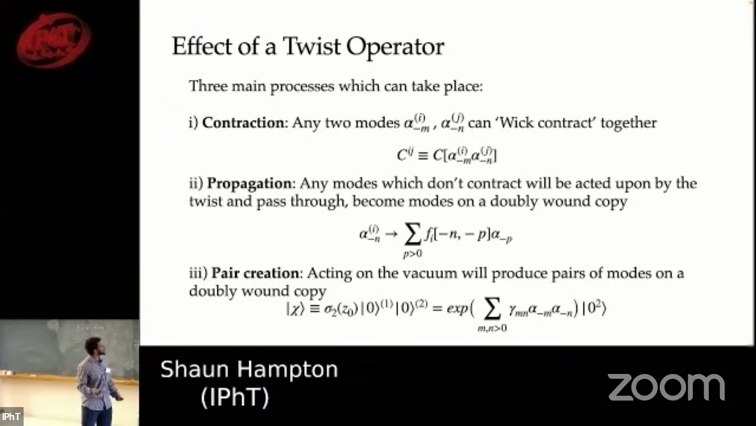Then you have the propagation. Propagation is when you have a single mode in the initial state, and the twist is going to produce an expansion of bosonic modes in the final state, weighted by this function f of i, which tells you the probability that that mode will be populated in the final state. A third type of effect is when you act on the vacuum, you produce pairs of bosonic modes on a doubly wound copy, in this exponential of bilinears.